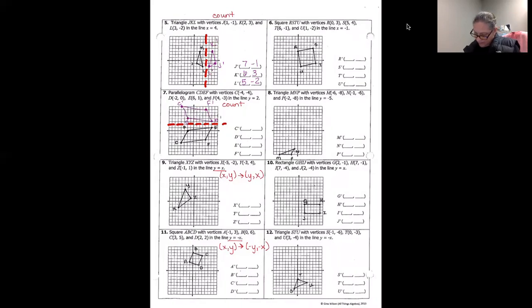And C prime is (-4, 8). D prime is (-2, 4). E prime is (6, 3). And F prime is (4, 7).